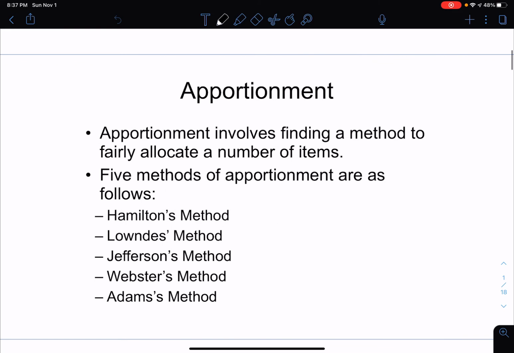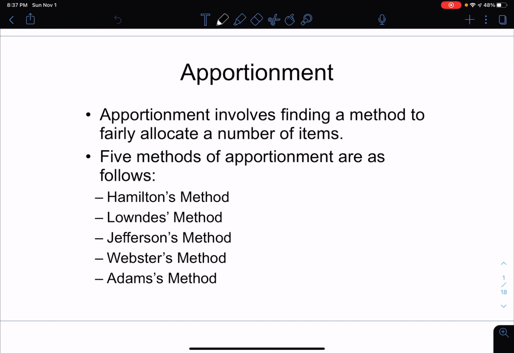All right, so the big methods we're going to look at as we try to fairly allocate numbers of items include Hamilton's method, Lowndes' method, Jefferson's method, Webster's method, and Adams's method. Many of those names might sound familiar to you if you've ever been a student of American history.